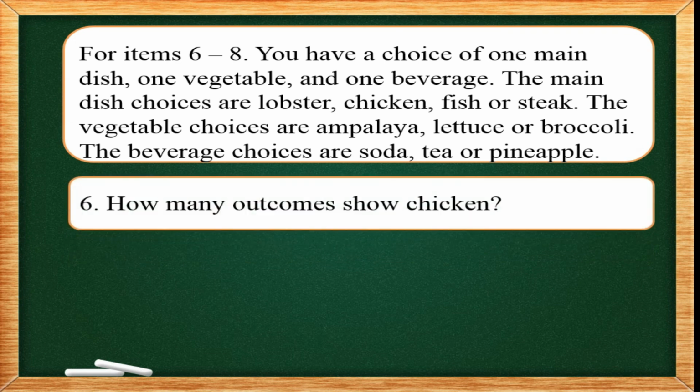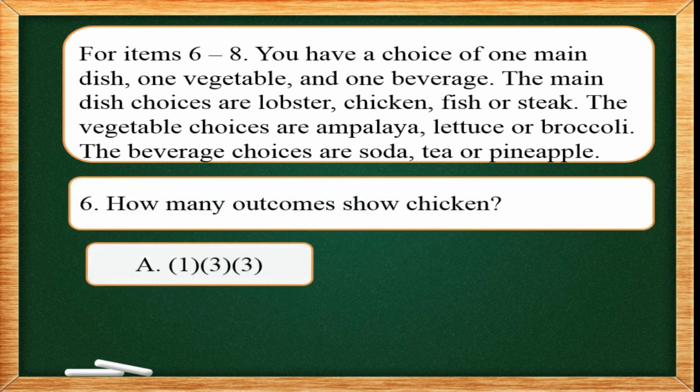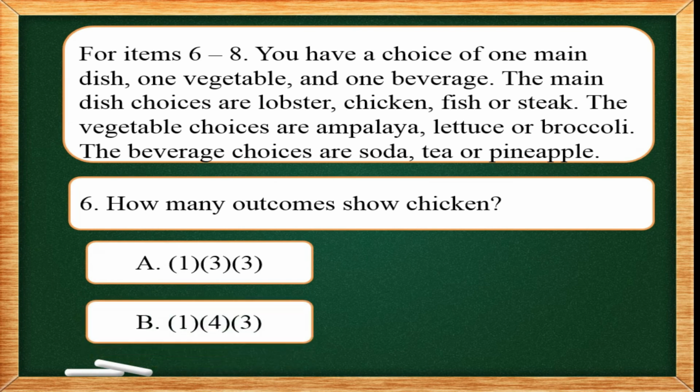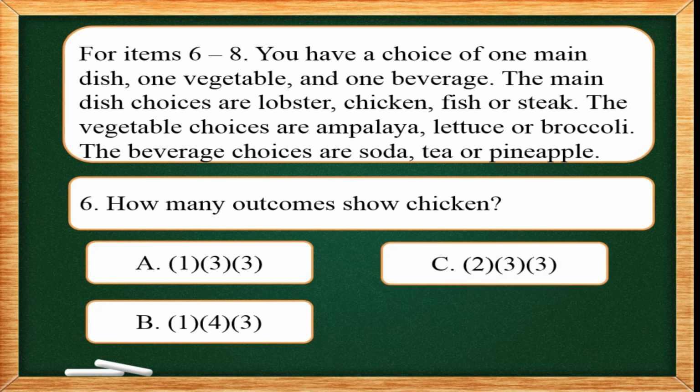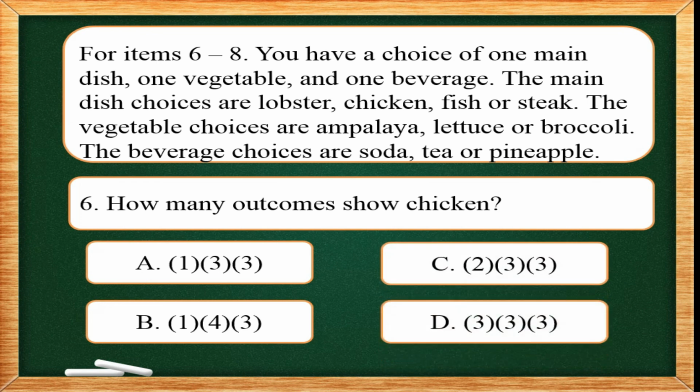Number 6. How many outcomes show chicken? A. 1 by 3 by 3. B. 1 by 4 by 3. C. 2 by 3 by 3. D. 3 by 3 by 3.